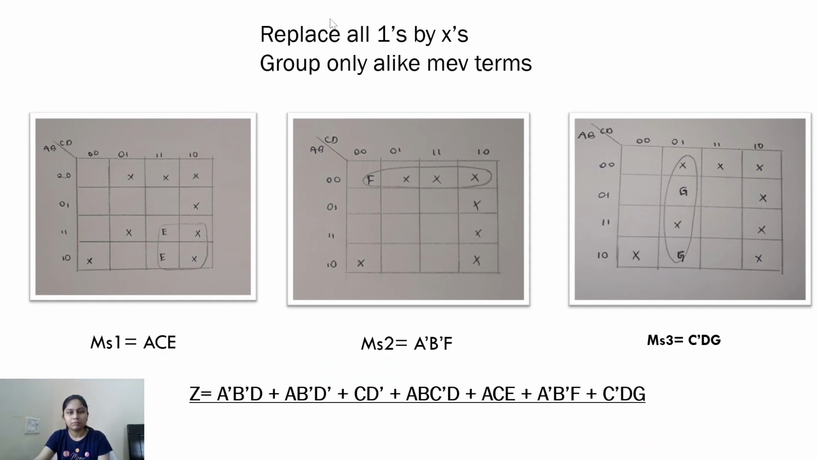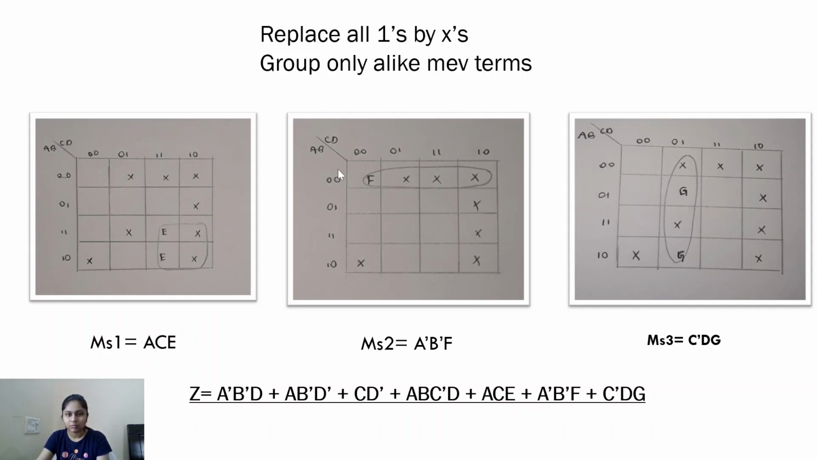Next, we replace all the ones by don't cares and group only alike MEV terms. So we have one K-map for each variable. In the first K-map, we can see that we have only plotted the E terms and replaced all the ones by don't cares. So we can see that we can group these two E terms with these two don't cares, which gives us a quad, which gives us the term ACE, A, C and E, which is MS1.